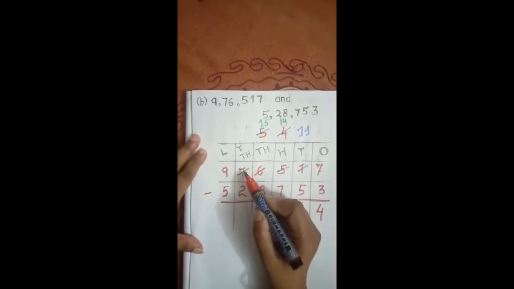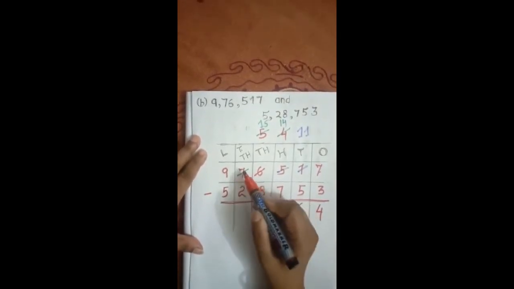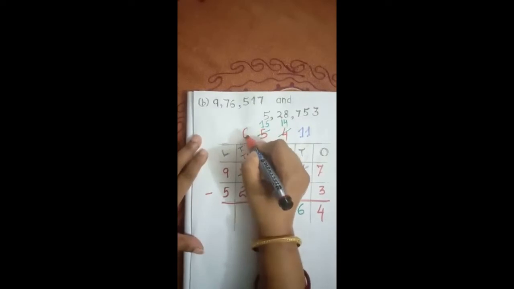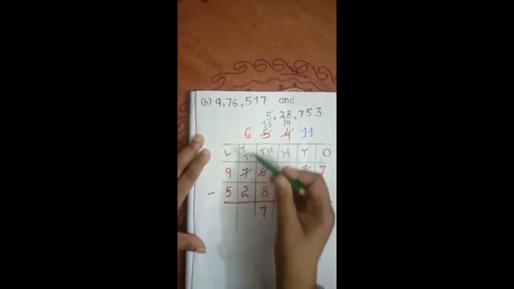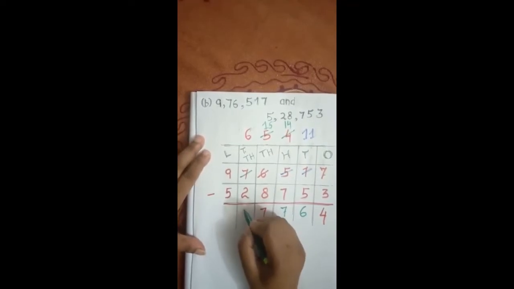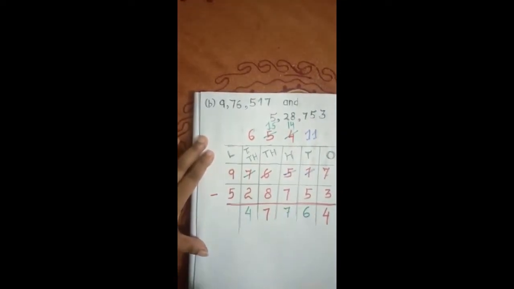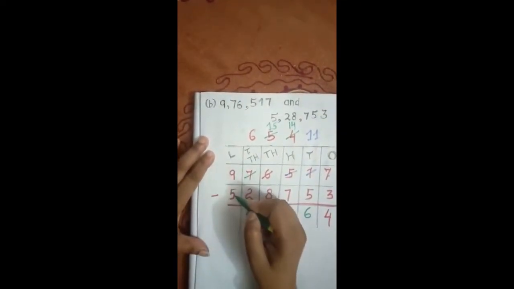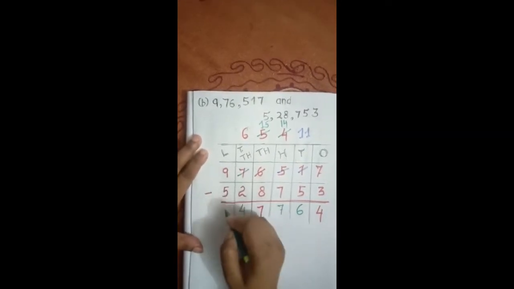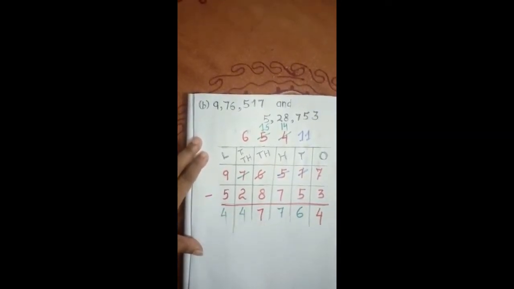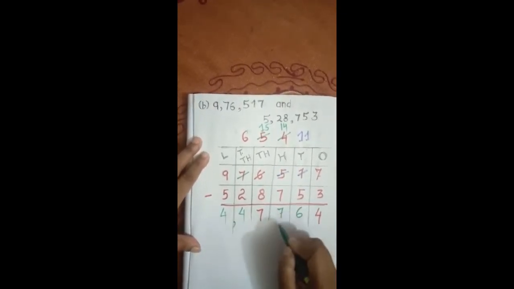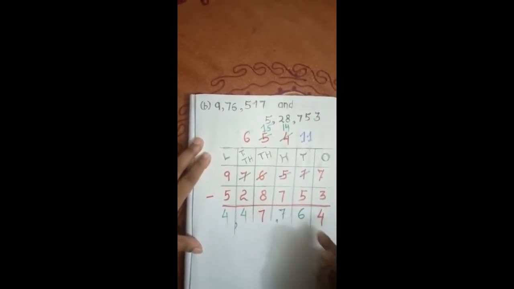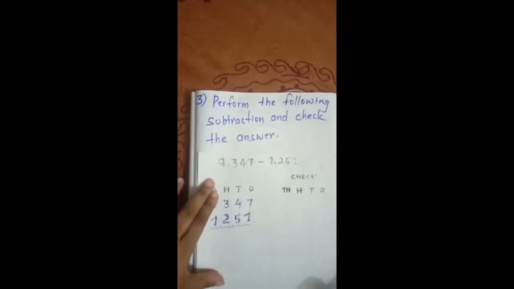Now we have borrowed 10,000 from the ten thousands column, so it will be reduced. Now we subtract and the ten thousands digit is left, we put it down. In the lakhs column we subtract 5 lakh from 9 lakhs, so we put down 4 lakhs. So in this way 4,47,764 is the difference. Now let's discuss question number 3.